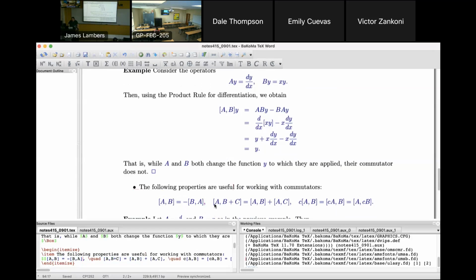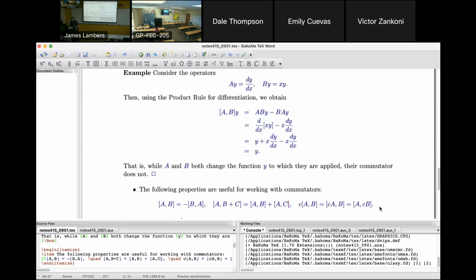We have linearity, because we have a distributive property in either argument of a commutator. Also, if I have a constant multiplying the commutator, I can move that inside and apply it to one of the operators, but only one, not both. Doesn't matter which one. So be careful about it.